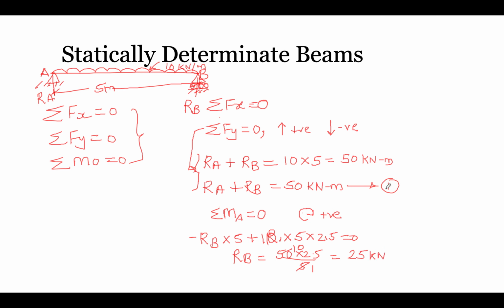So Ra equals Rb will be 25 kilonewton. That is our answer. So for this particular statically determinate beam, we have used two equations: summation of forces in y direction and summation of moments. So this completes our basics of statically determinate beams. Hope you have understood this lecture. Thank you very much.